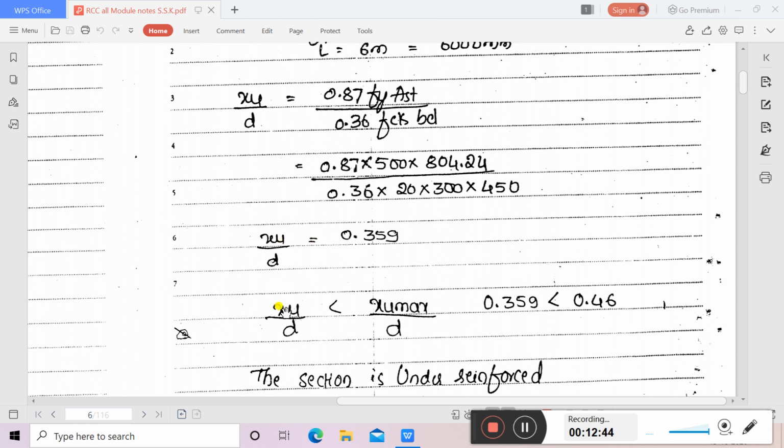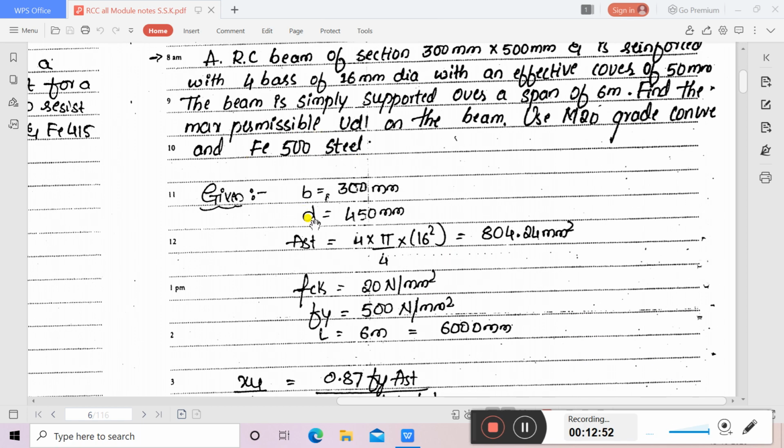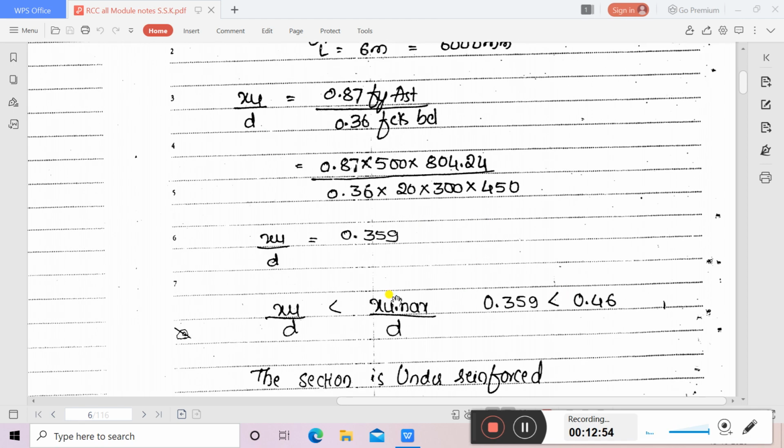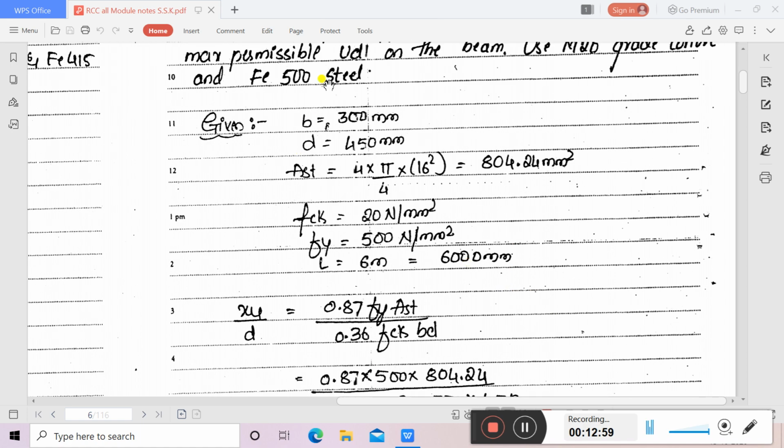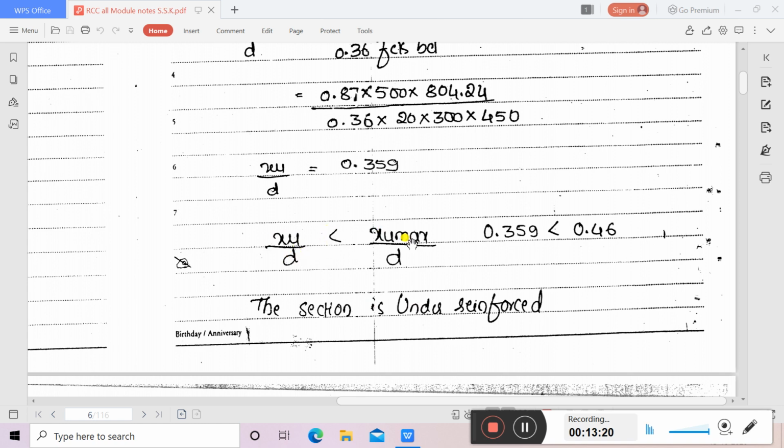I got Xu by d equal to 0.359. Here Xu by d is less than Xu max by d. Xu max by d is 0.46 because we are using Fe500 steel. For Fe415, Xu max by d is 0.48, whereas for Fe500 steel Xu max by d is 0.46. Just go through IS 456, it is there in page number 70. Check the value of Xu max by d in page number 70, IS 456 2000.